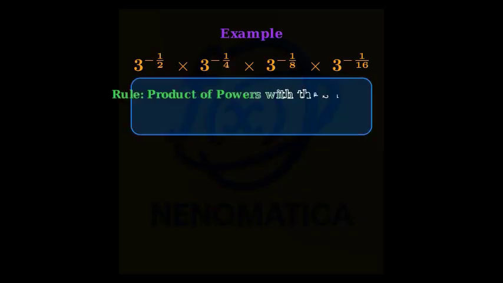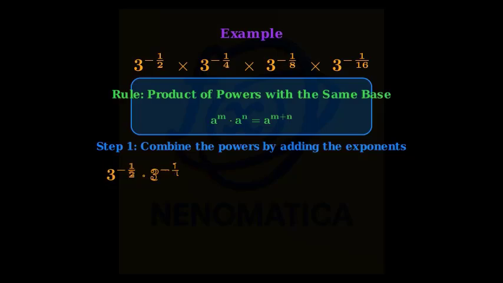We will solve an exponent product using strict step-by-step rules. Here is the example and the problem statement in orange. Step 1. Use the product of powers with the same base. A to the m times a to the n equals a to the m plus n. Combine all 4 factors into a single power of 3 by adding the exponents.